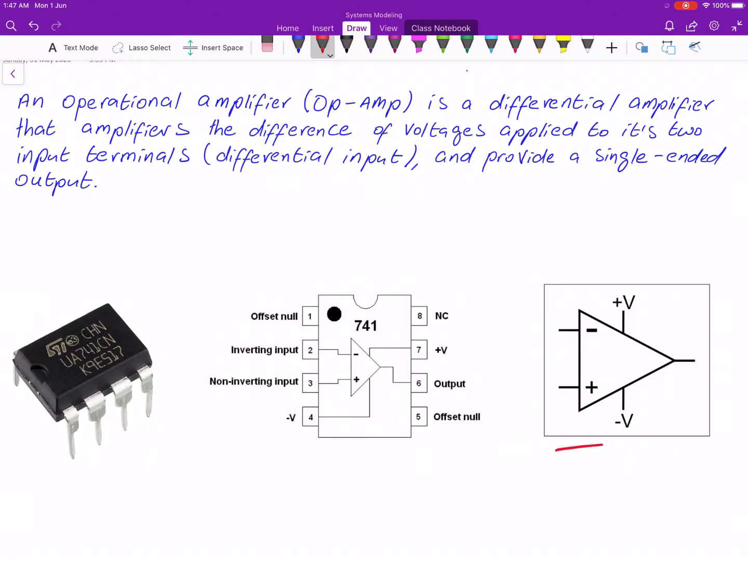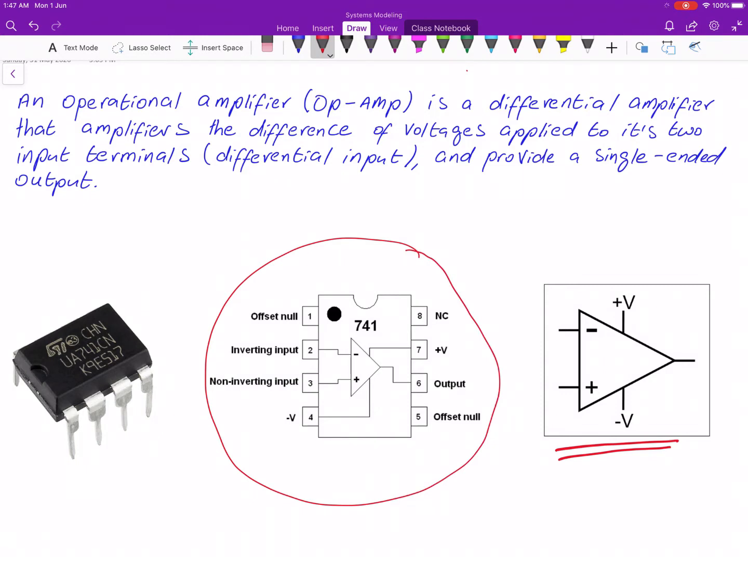This schematic here represents a simplified version of this whole package, and normally when we are drawing this simplified version, we usually do not include the power supply. We assume that we know that there is a power supply. Otherwise, if there is no power supply, then we will be violating the conservation law of energy. There is no free lunch.